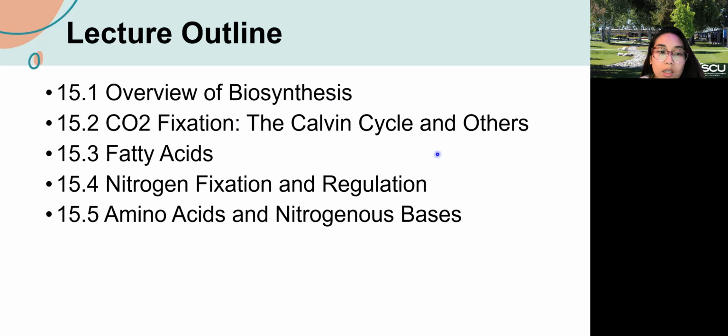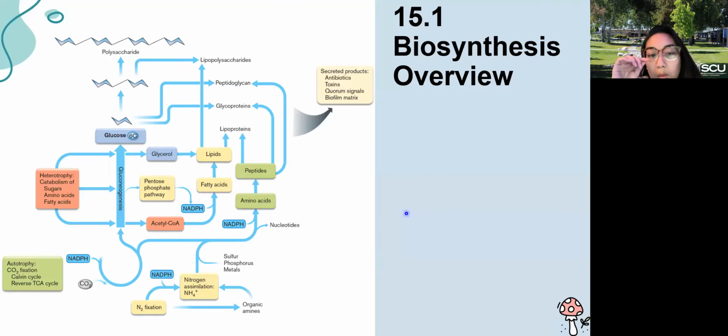Okay, and then in 15.3, we're going to go over how bacteria produce fatty acids. We'll also talk about how they produce or fix nitrogen and make compounds that are made up of nitrogen. So those are things like amino acids and nitrogenous bases, which are your DNA and RNA molecules. So this is an overview of what we're going to be talking about. As you can see, a lot of what we're going to be talking about is how bacteria produce glucose, but we'll also be talking about how they produce things like lipids, fatty acids, amino acids, peptides as well. So this is all one giant overview.